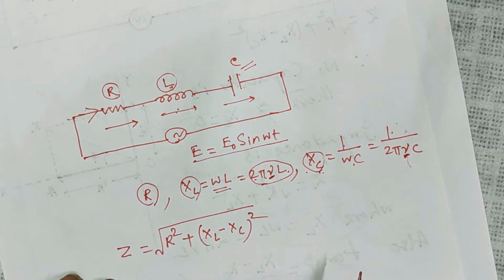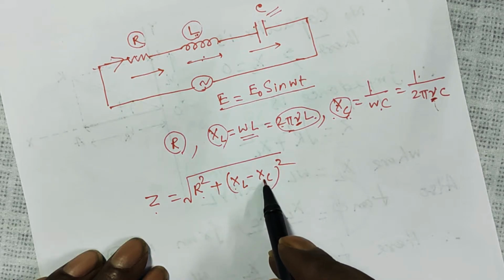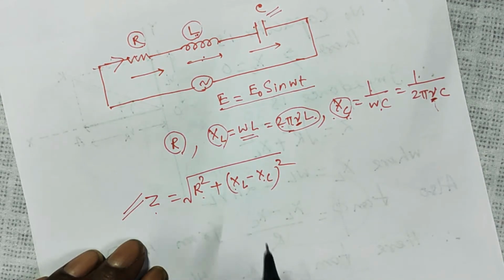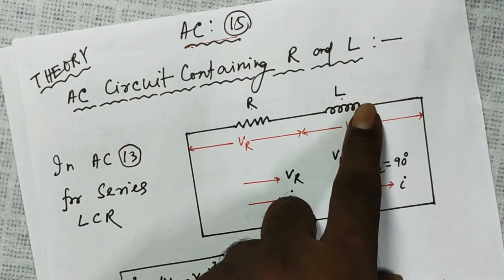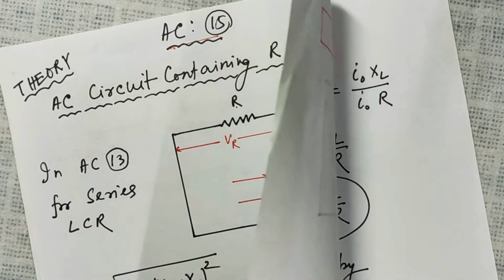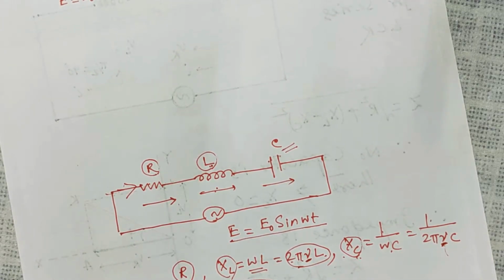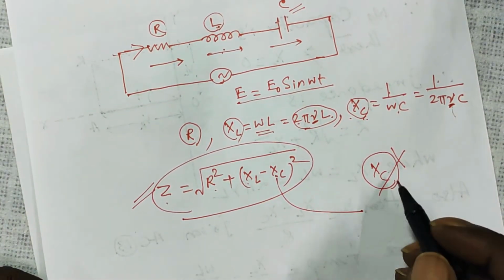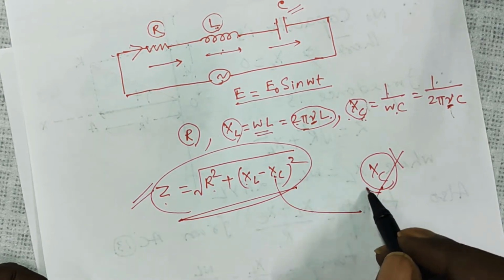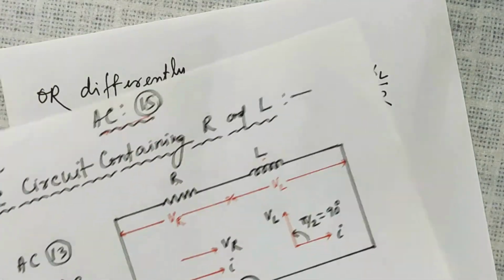And the total resistance offered was symbolically written as Z, square root of R square plus (XL minus XC) square. This is the total resistance offered. It was called the impedance. Now in the present case, we don't have a capacitor. So just use this expression and remove this XC part because it is not there. It is as simple as that.